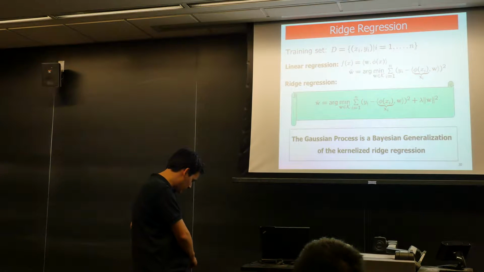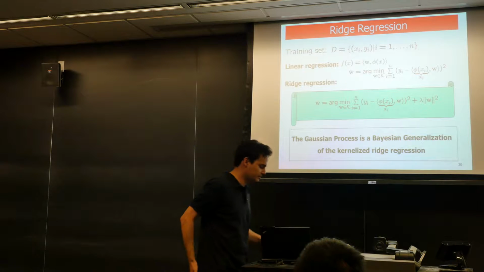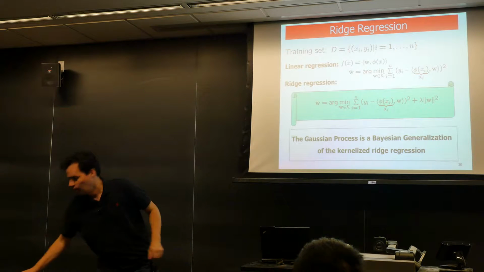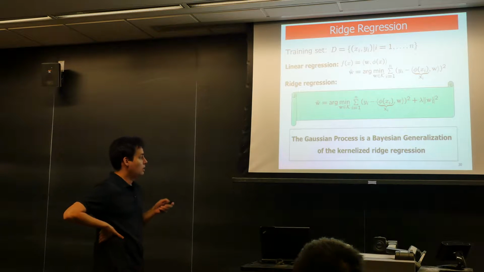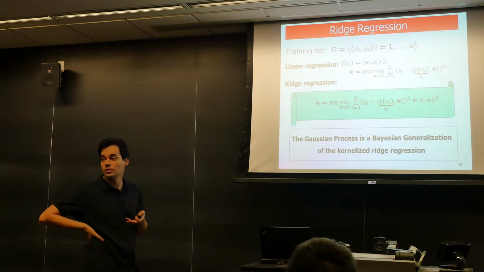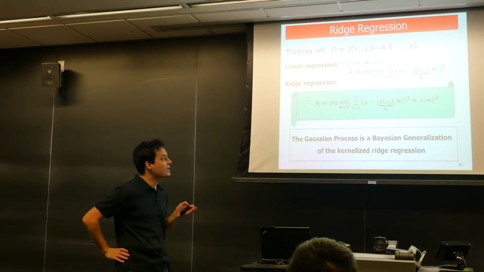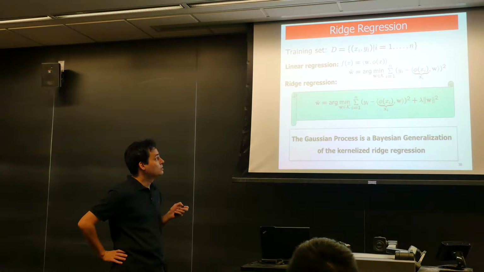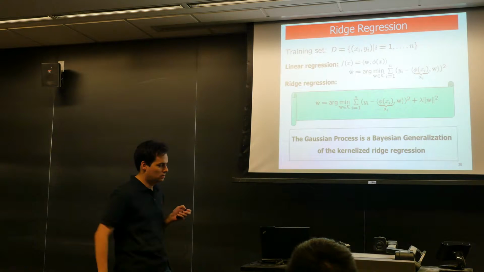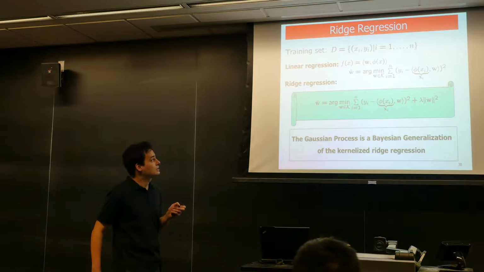We want to use our data to update the parameters of the Gaussian process. And we will try to achieve this goal with kernelized linear ridge regression. So this is our notation. We have a training set D, which has x_i, y_i input-output pairs.